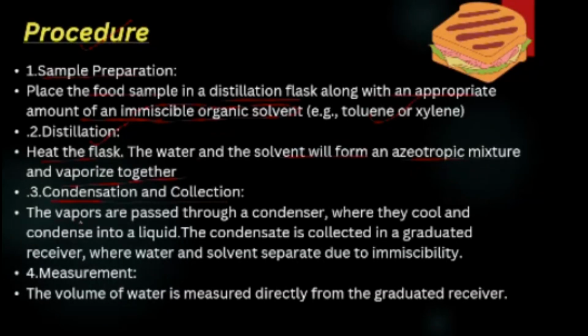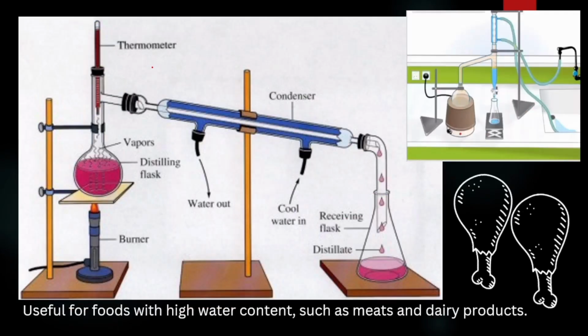Condensation and collection. The vapors are passed through the condenser where they cool and condense into a liquid. The condensate is collected in a graduated receiver where water and solvent separate due to their immiscibility. Measurement. The volume of water is measured directly from the graduated receiver. This is the Dean-Stark method.